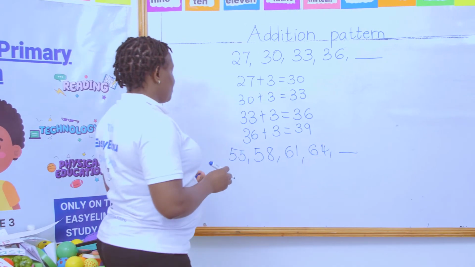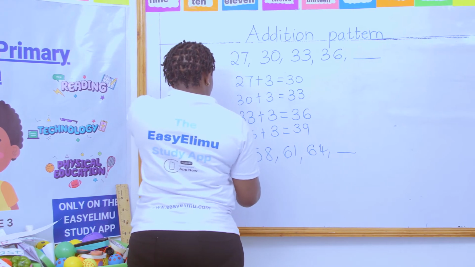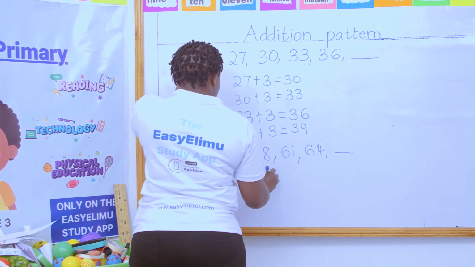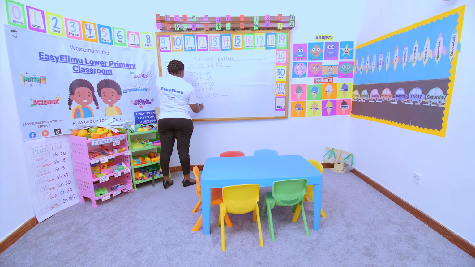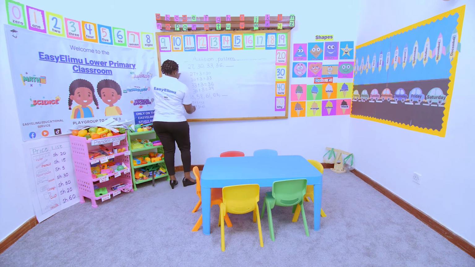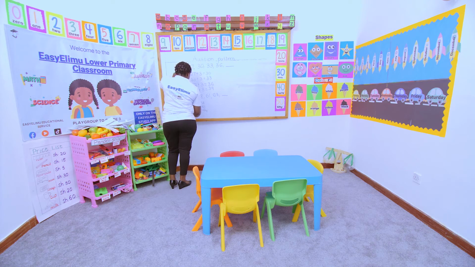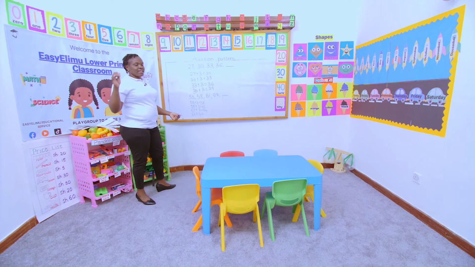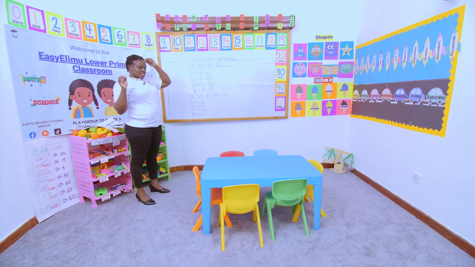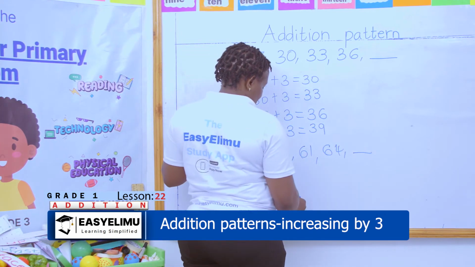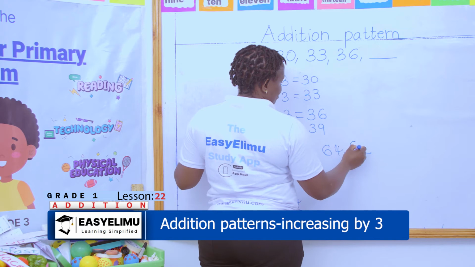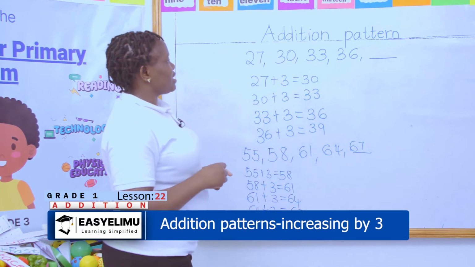This is 55. So if I do 55 plus 3, what am I getting? I'm getting 58. And 58 plus 3, I will get 61. Then 61 plus 3 gives me 64. Then 64 plus 3 gives me, we go 64 in the head, 3 fingers out. We say 64, 65, 66, 67. So I have 67. So my missing number will be 67.